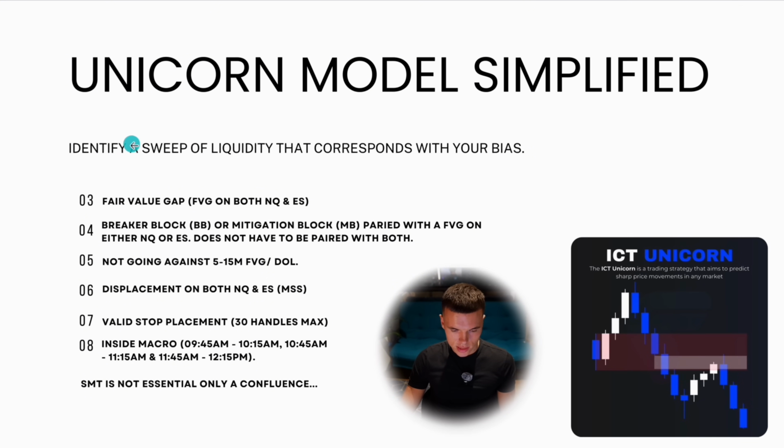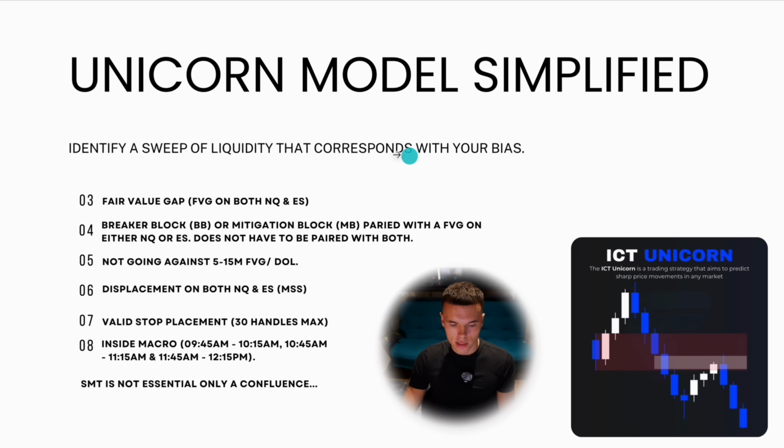So getting into this slide, the first thing that we want to identify, as we spoke previously, is our bias. With our bias, we then want to see a sweep of liquidity following our bias. With a bullish bias, a sweep of sell side, and a bearish bias, a sweep of buy side. Then once you have determined those 2 things, you now want to actually identify the model itself, which is clearly labeled out from number 3 to number 8.